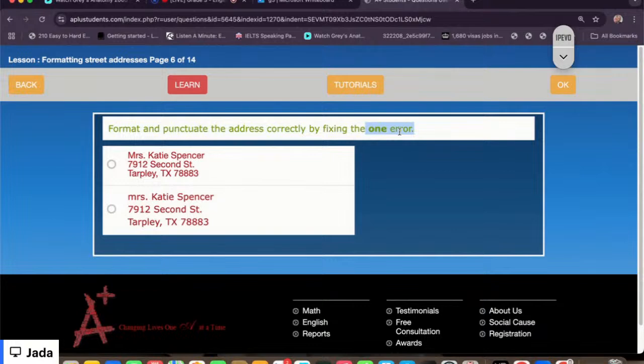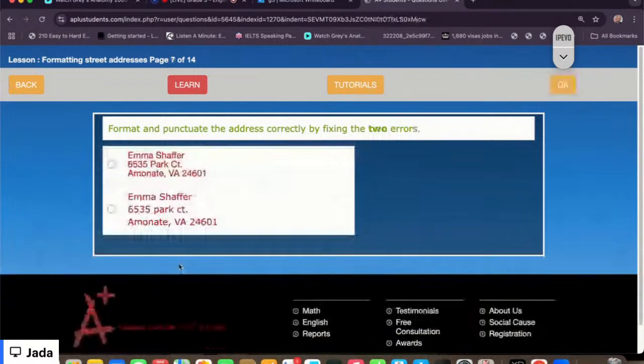All right, so the first one, because you can see that this one has what? Mrs. in small letter. So this is wrong. Okay, so this one, just fix two errors here. What is the correct one here?